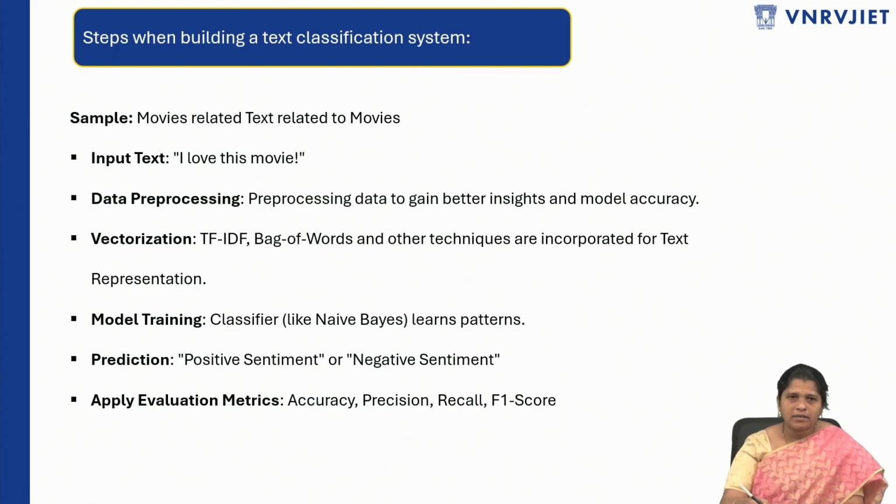Suppose these are the steps in general. We'll come across an example like this: the movie review, I love this movie. For this we have to do data pre-processing, convert it into word form, do the vectorization, make use of TF-IDF or word embeddings, then apply the Naive Bayes classifier, then predict the result, whether it is positive or negative, and then apply evaluation metrics, either accuracy, precision, F-score or any other.